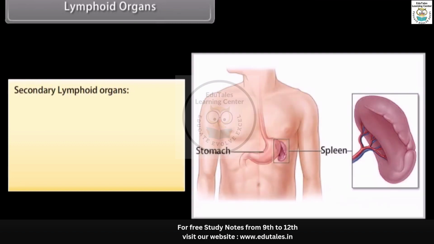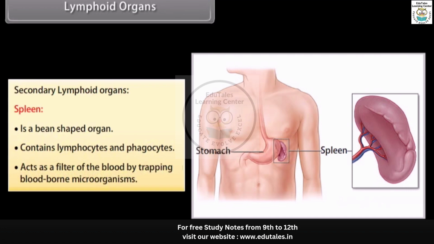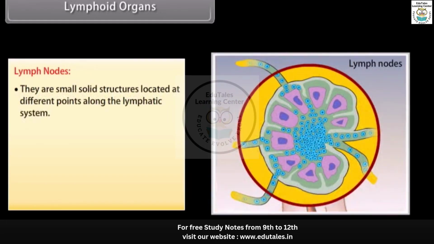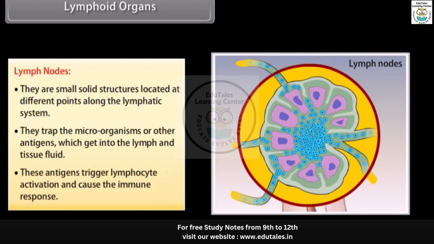Secondary lymphoid organs. Spleen is a bean-shaped organ, contains lymphocytes and phagocytes, and acts as a filter of the blood by trapping blood-borne microorganisms. Lymph nodes are small solid structures located at different points along the lymphatic system. They trap the microorganisms or other antigens which get into the lymph and tissue fluid. These antigens trigger lymphocyte activation and cause the immune response.